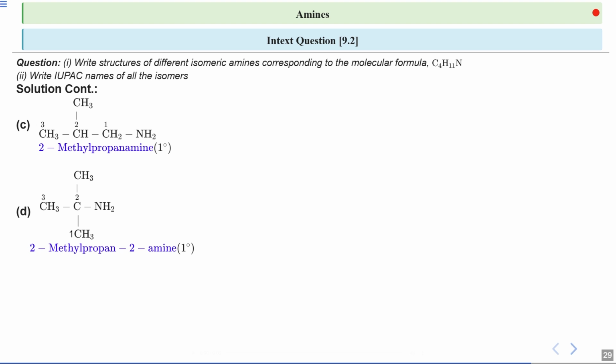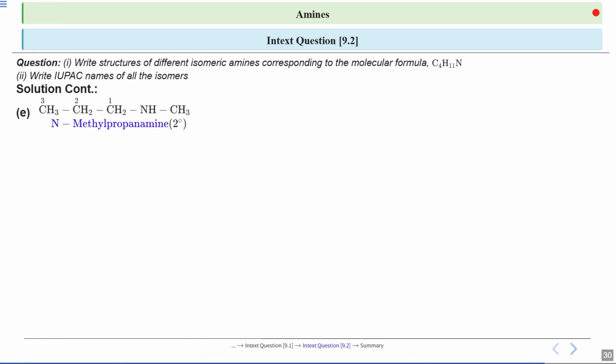Over here, this is the first carbon, 1, 2, 3. On second carbon a methyl group is attached and a NH2 group is attached. So this will be 2-methylpropan-2-amine, and this is also a primary amine because this nitrogen is bonded to 2 hydrogen and 1 carbon. So this is another isomer.